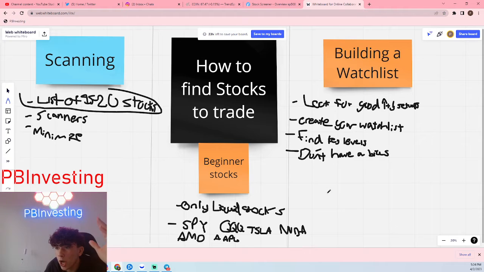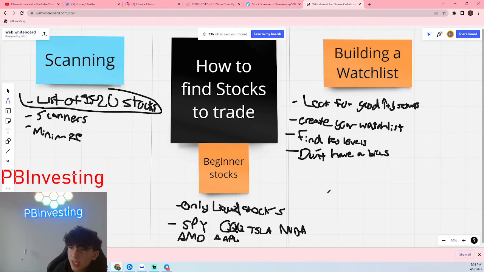So if the SPY is going up and Nvidia is going down, I'm going to be looking to short Nvidia if I think SPY is going to go down. But if SPY is going down and Tesla's going up, then I'm going to be looking to long Tesla if that's what I want to trade. So always look for those tickers.